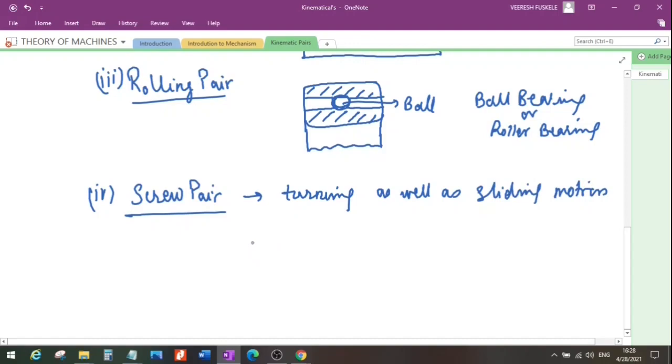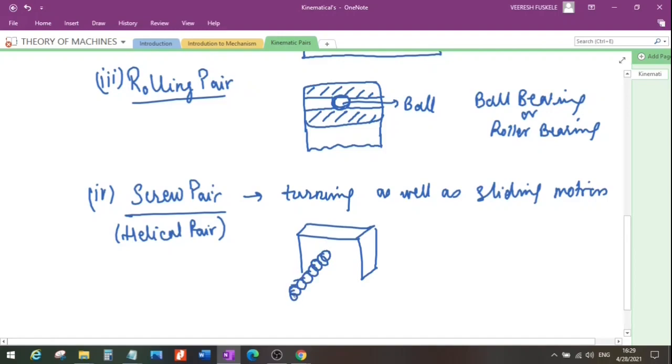So you might have seen the example of a screw, tightening of a screw inside a nut, or if you have seen the lathe machine, then you might have seen the lead screw, right? And the nut of the lathe is basically the screw pair. So basically this is achieved by cutting machine threads on the two links. So here is an example.